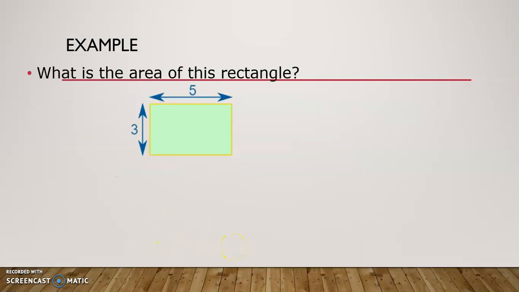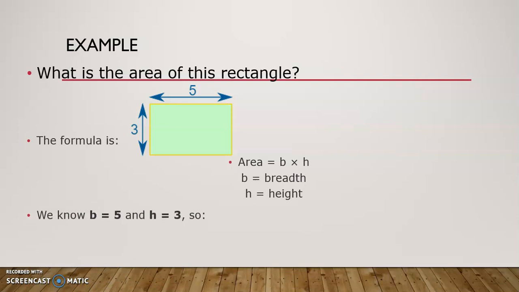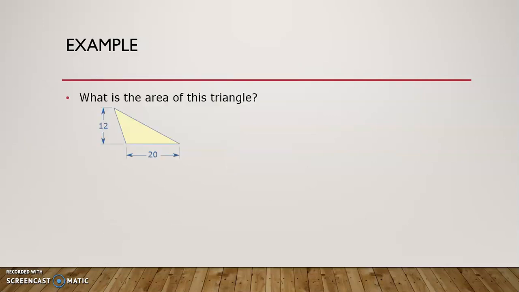Now let's look at some examples. What is the area of this rectangle here? So area of a rectangle is what? Length times breadth. So area of this rectangle is what? 3 times 5, or 5 times 3, which is 15. The area of this rectangle is simply 15.